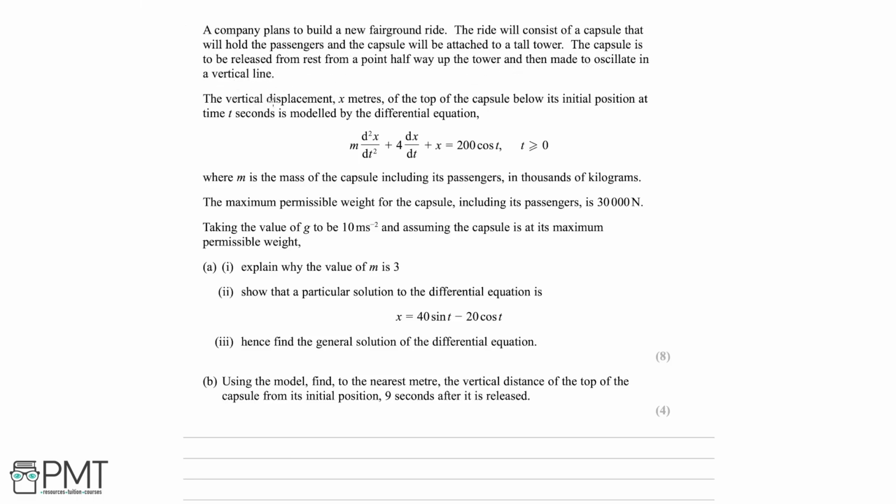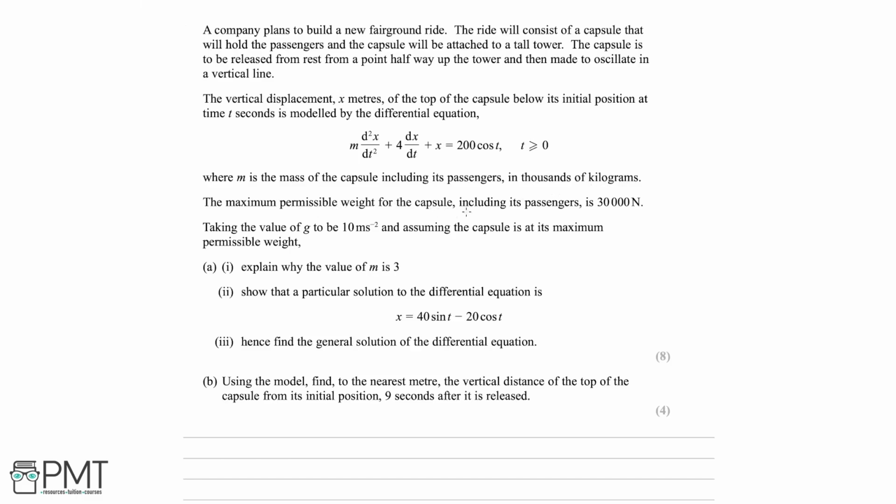The vertical displacement, x meters, of the top of the capsule below its initial position at time t seconds is modelled by the differential equation m d²x/dt² + 4 dx/dt + x = 200 cos t, where t ≥ 0, and where m is the mass of the capsule, including its passengers, in thousands of kilograms.